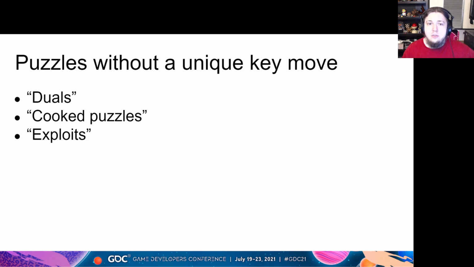Puzzles that lack a unique key move are often called cooked puzzles, as in his goose is cooked. It's just not a good puzzle, or it's not worthy of being printed. A second solution is often called a dual, or in video games, I've heard it called an exploit, where the player can get around the intended thing that the developer was trying to force them to do, but the player is somehow able to find an exploit to avoid doing this.